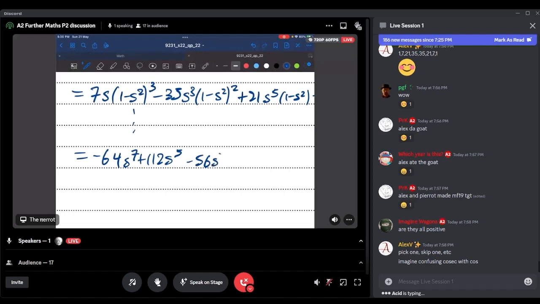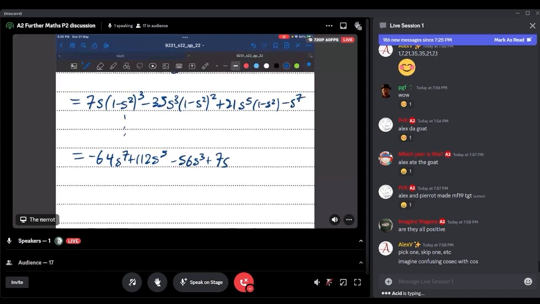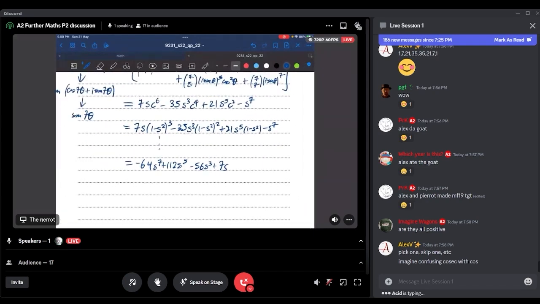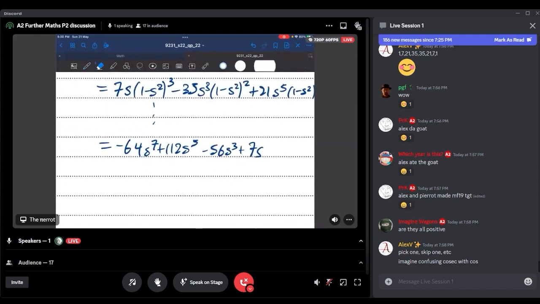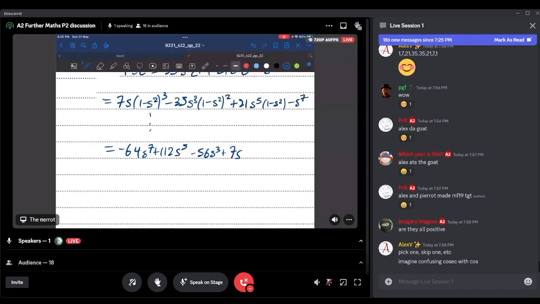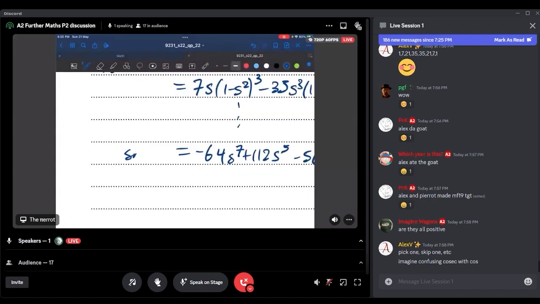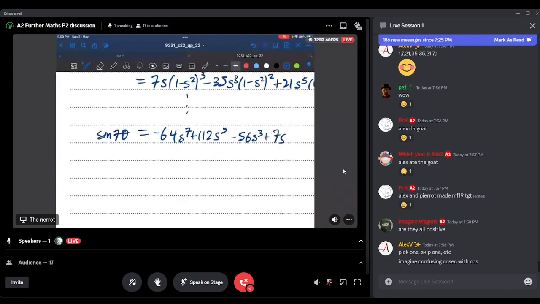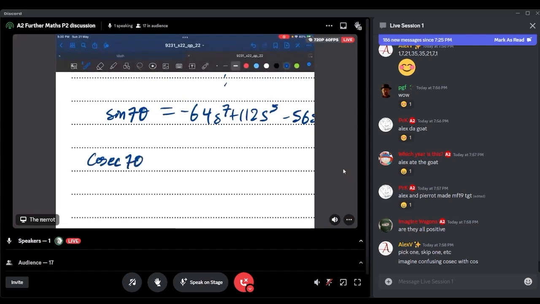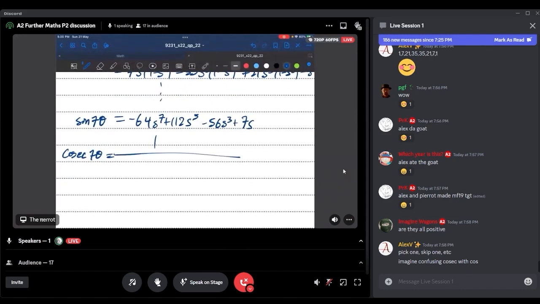Okay, and this is what you should get when you simplify. Wait, let me rewrite this one. All right, so this is sine 7 theta. Now that you have this, all you have to do is take the reciprocal because you want to find cosecant, right? So cosecant of 7 theta is 1 all over all of that.